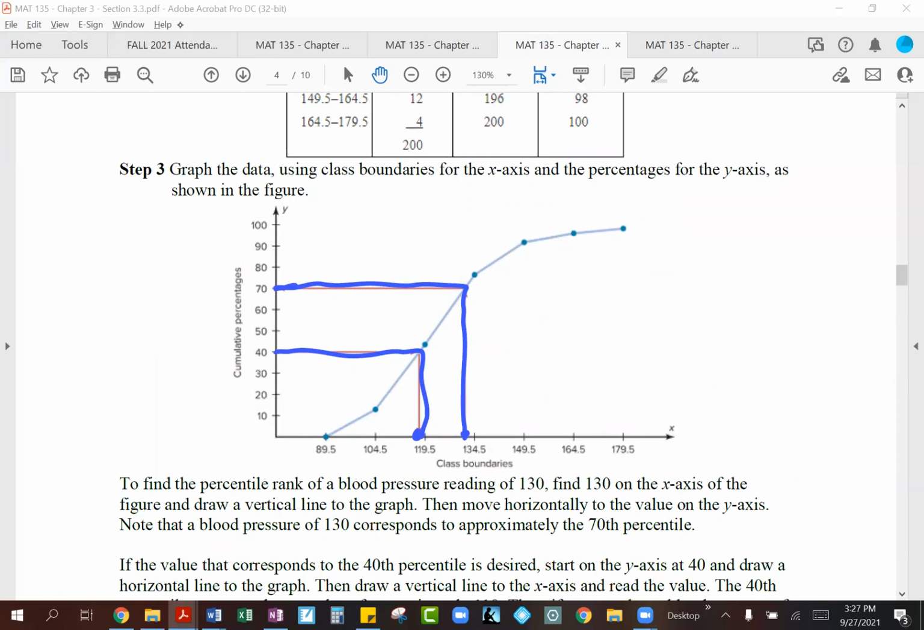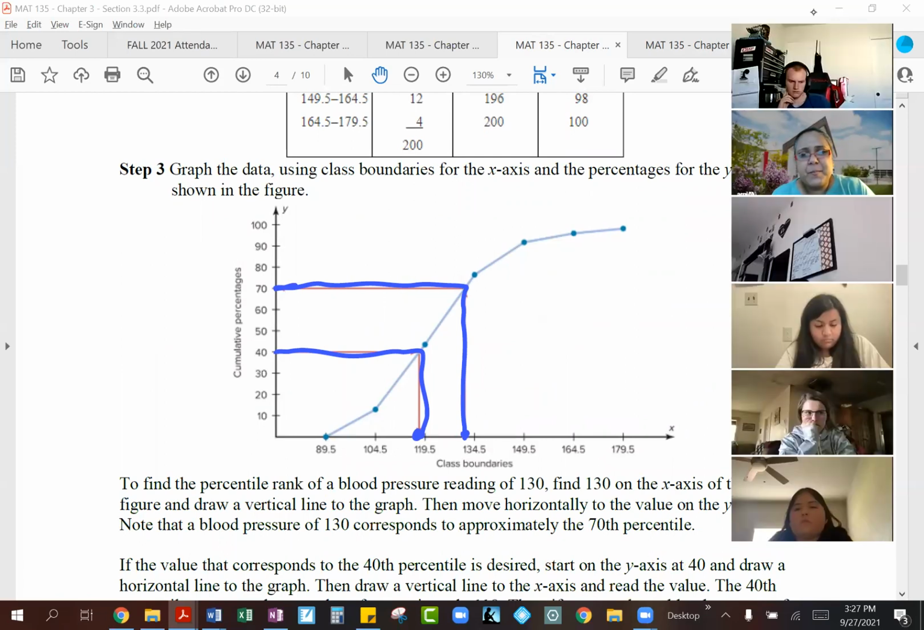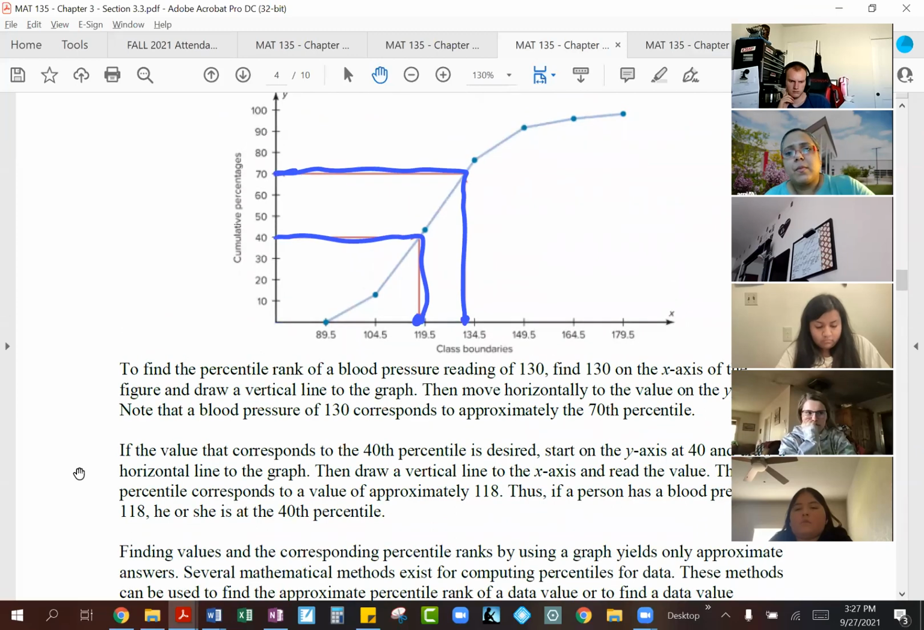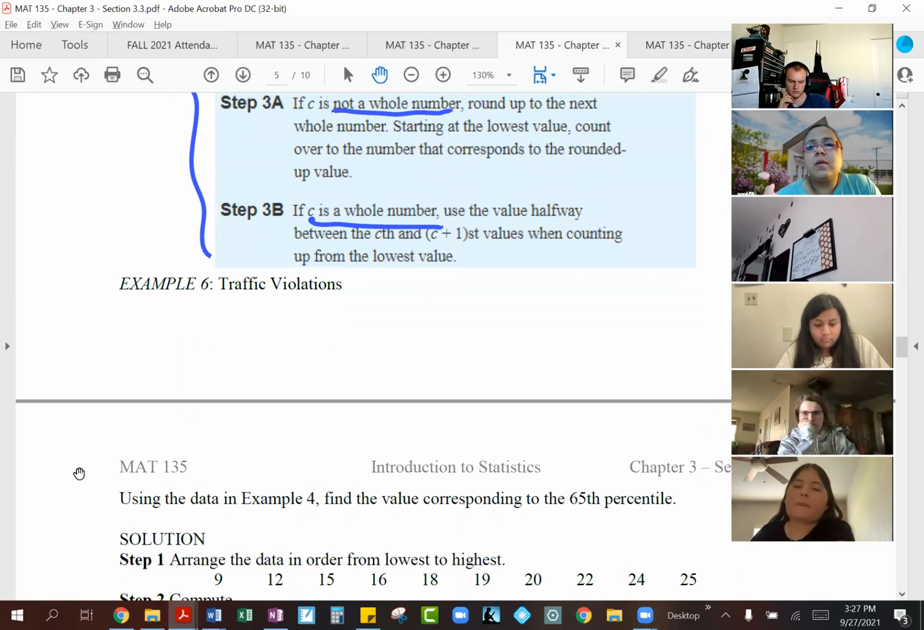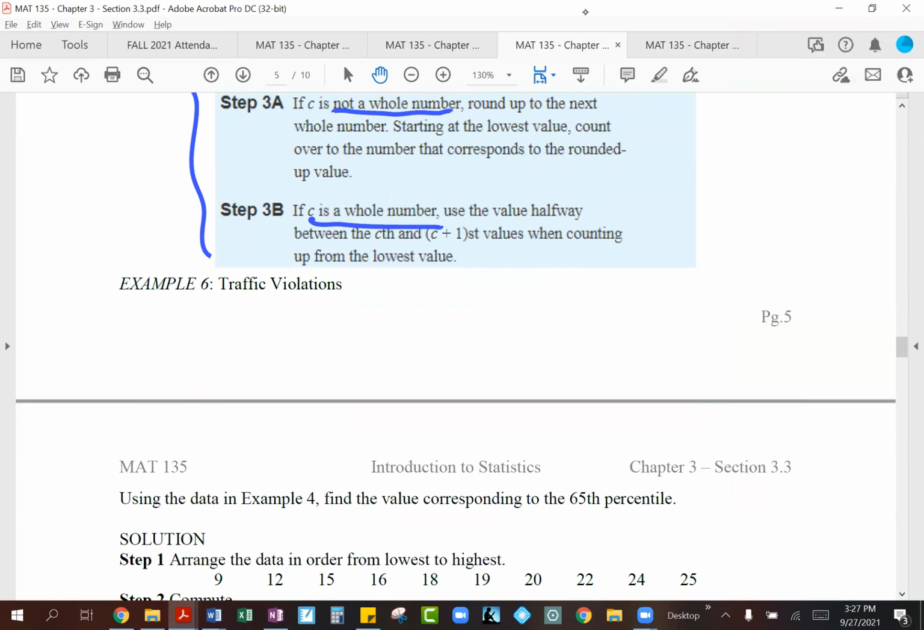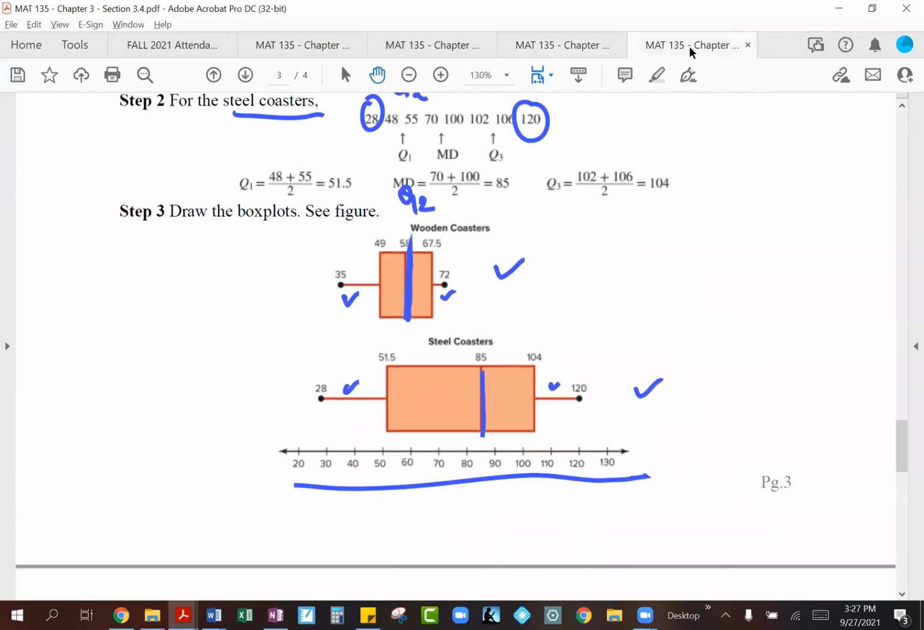Dennis, what was your question about? On these boxes down here at the bottom, can we interpret the box itself? Let's take these steel versus wooden roller coasters boxes here real quick. The top would be a curve from 35 to 72 with a very narrow, tall peaked curve from 49 to 67.5, versus the bottom would be a much shallower curve.